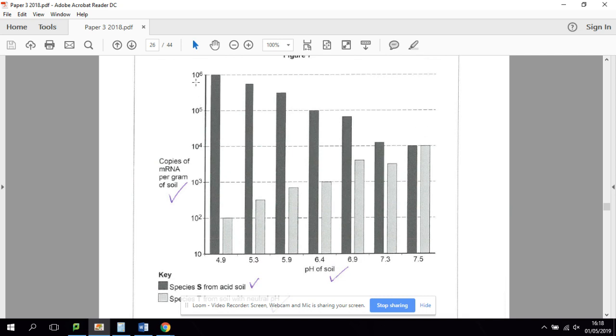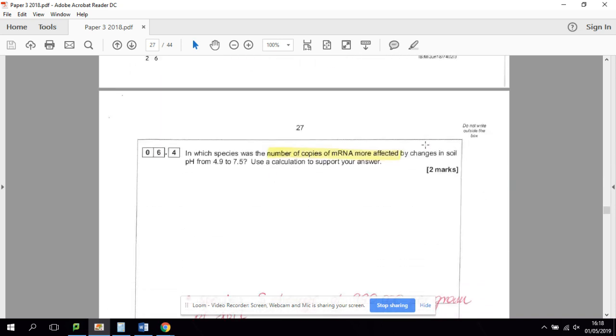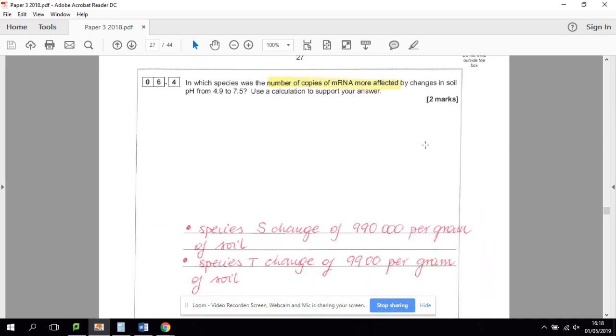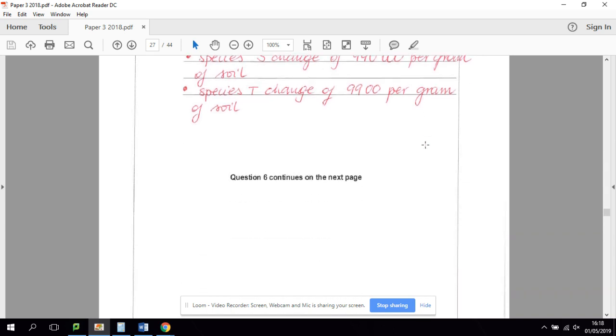So what's the calculation? From 10 to the power 6, take away that, and then this, take away that. So from there to there, and then from here to there, because that's the pH range I'm interested in. Once you've done that, we will see that one species has changed by 990,000 per gram, but the other one changes by 9,900 per gram. So this is by looking at that standard form from the graph.